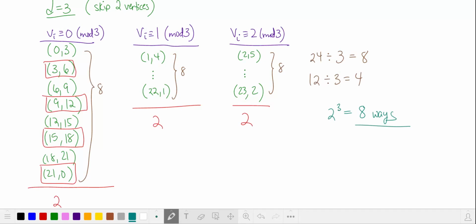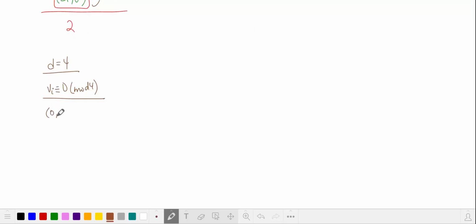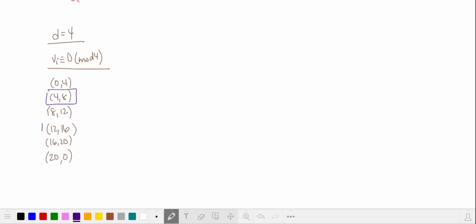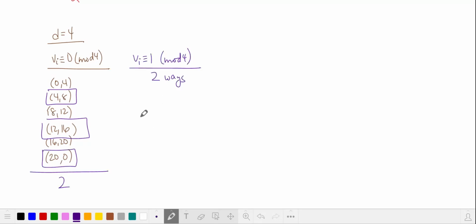Now we'll go on to D equals 4. Starting with vertex 0, we have 0, 4, and 4, 8, etc. All these vertices are multiples of 4, and we can choose alternating halves in 2 different ways. That's going to be true for vertices that are 1, 2, and 3 mod 4.